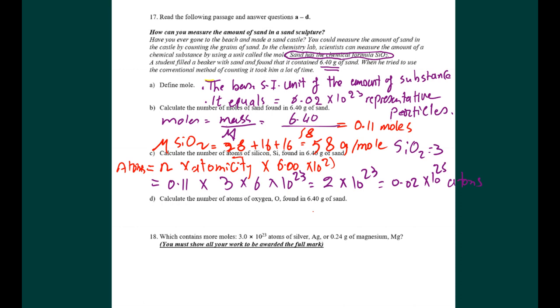In this question, he asked to find the number of atoms of oxygen, not the number of atoms in the whole molecule. So instead of using the atomicity of the whole molecule, you will use the atomicity of oxygen, which is 2. Equals 1.32 times 10 power 23 oxygen atoms.